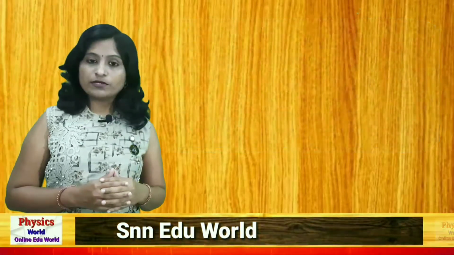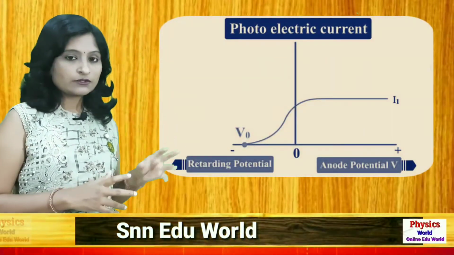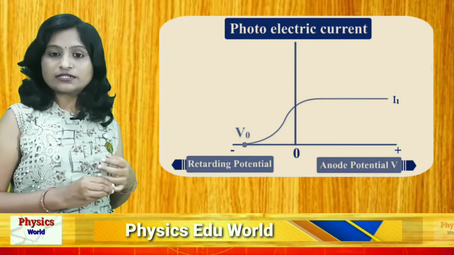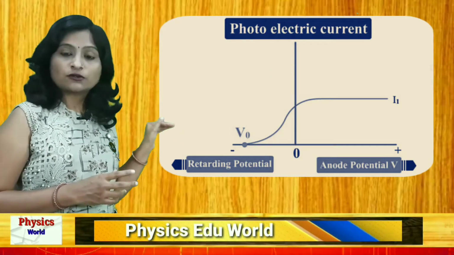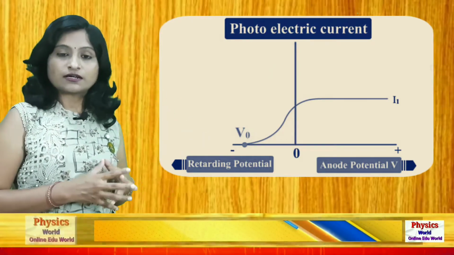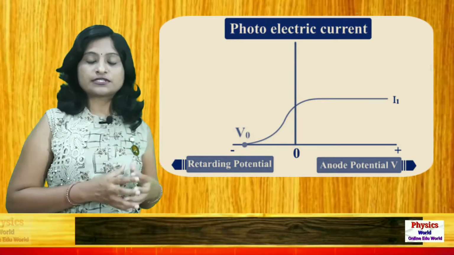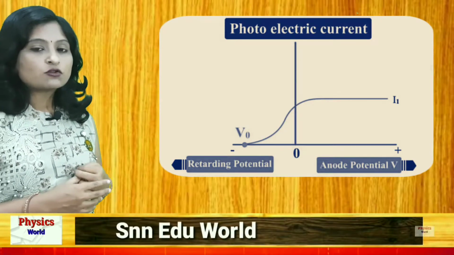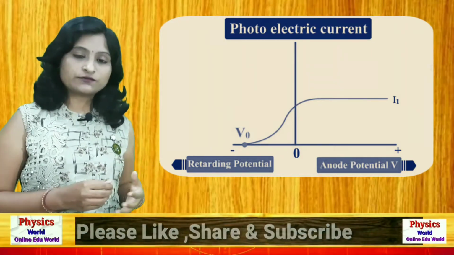Now what is stopping potential? With the help of this graph we will study. Here this curve shows the effect. Since we have to vary the potential difference, this graph is of the photoelectric current against the potential difference. The y-axis represents the photoelectric current and the x-axis represents the potential difference. Initially we increase the potential difference from 0 in the positive direction.